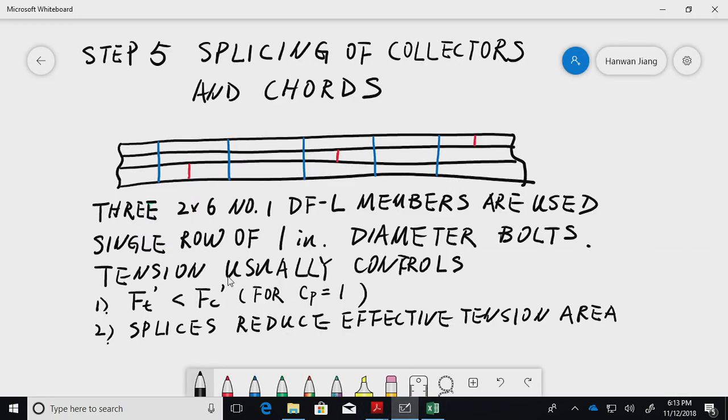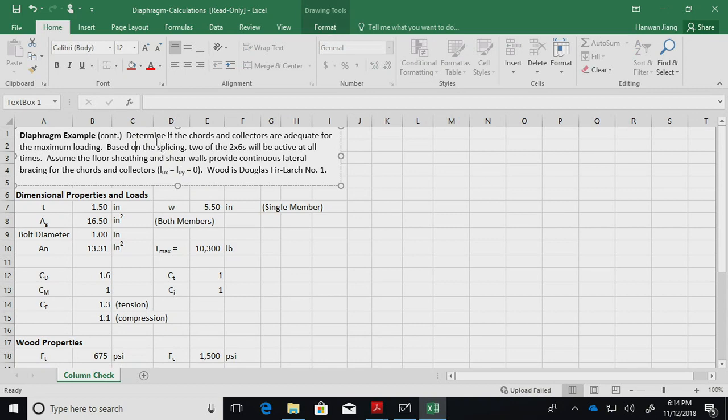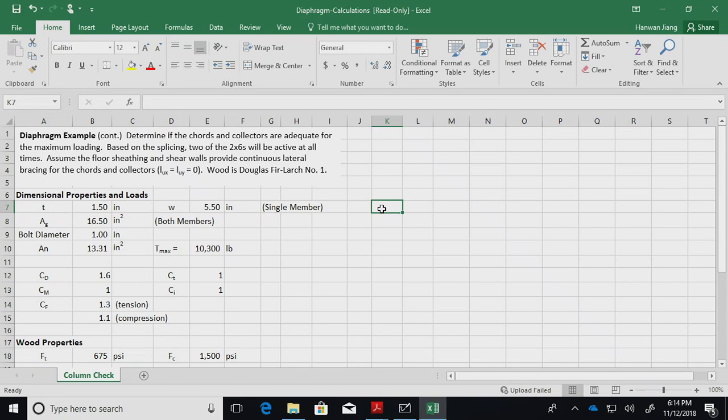All right. So once we know that, then we can use the spreadsheet to check the tension and compression capacity of the chords and the collectors. Determine if the chords and the collectors are adequate for the maximum loading. Based on splicing, two of the 2x6 will be active at all times, so we only count two 2x6 lumbers. Assume the floor sheathing and shear walls provide continuous lateral bracing, so C_P is equal to 1 for compression members.